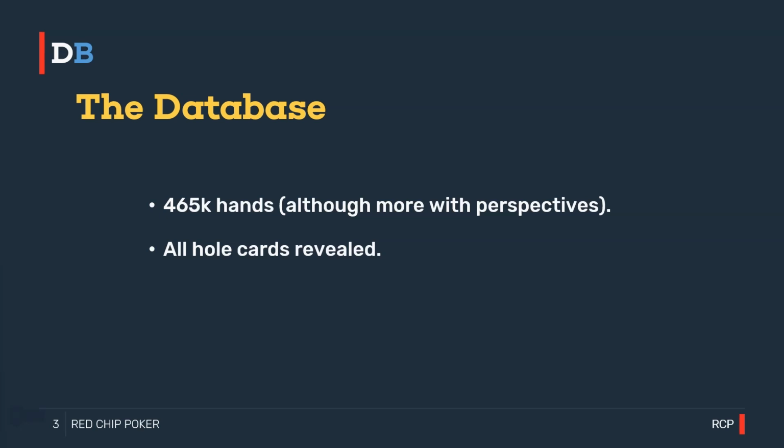So it can be very difficult to figure out what the precise range is on an earlier street, given that some of that range goes on to fold and then we never see it at showdown. In an all hole cards revealed database, we don't need to deal with any skew. We know precisely what ranges look like. So this is actually a large amount of data that we can draw some fairly accurate conclusions on, at least in certain parts of the game tree.